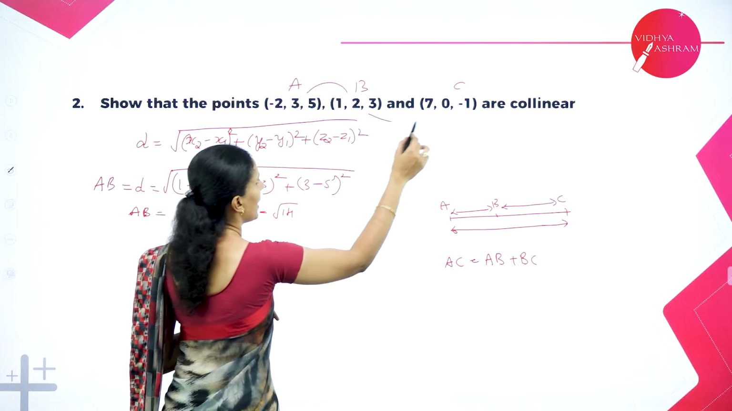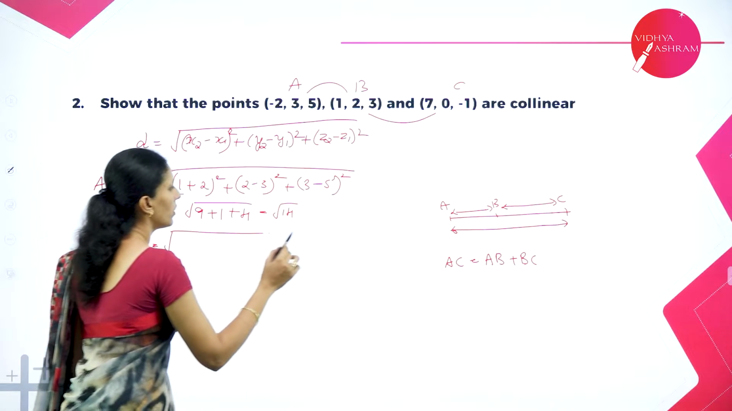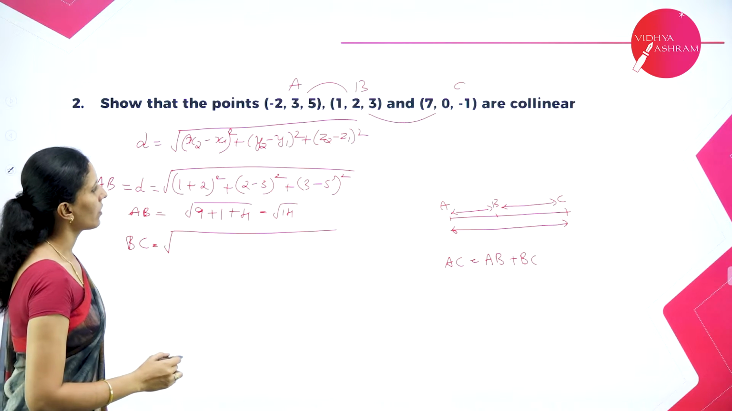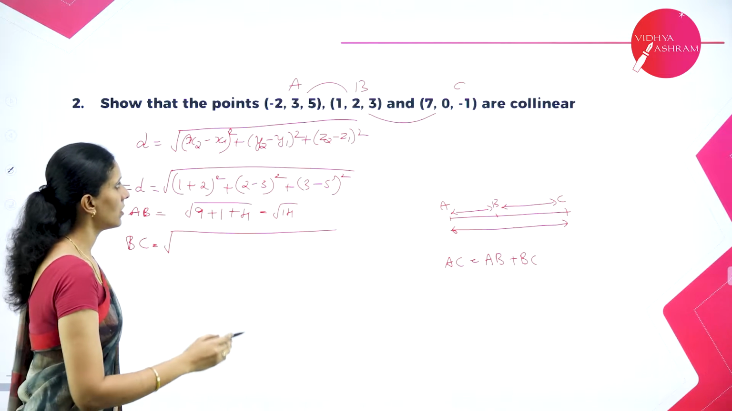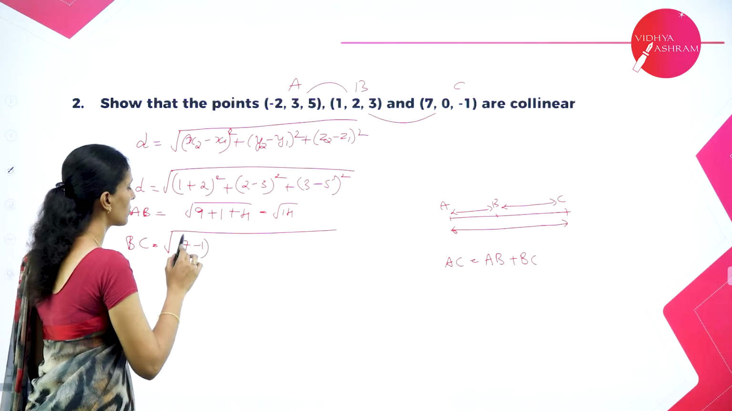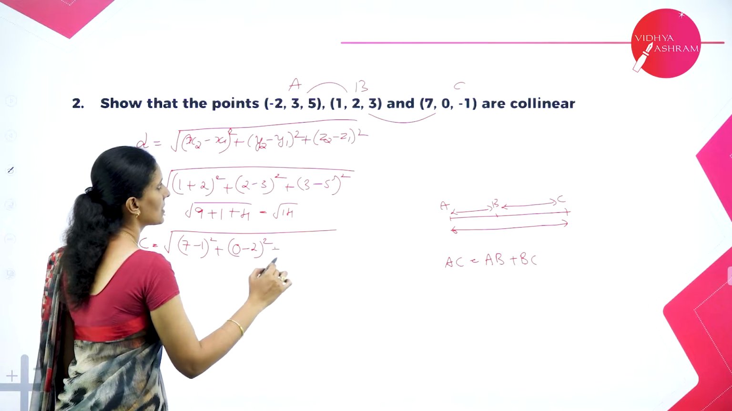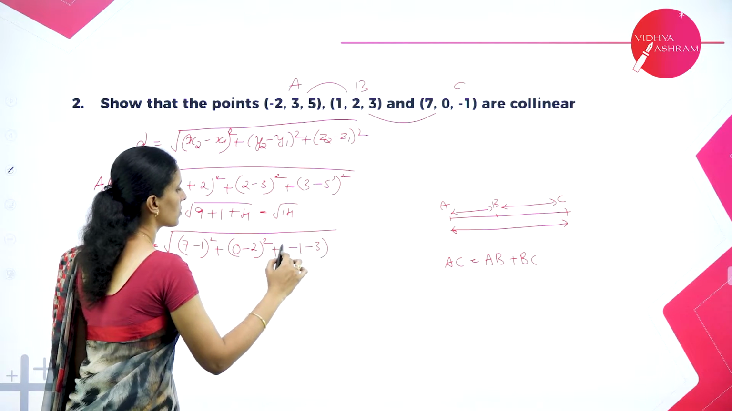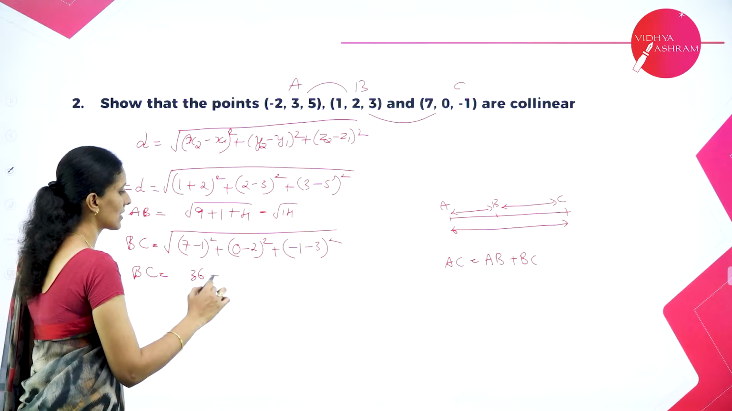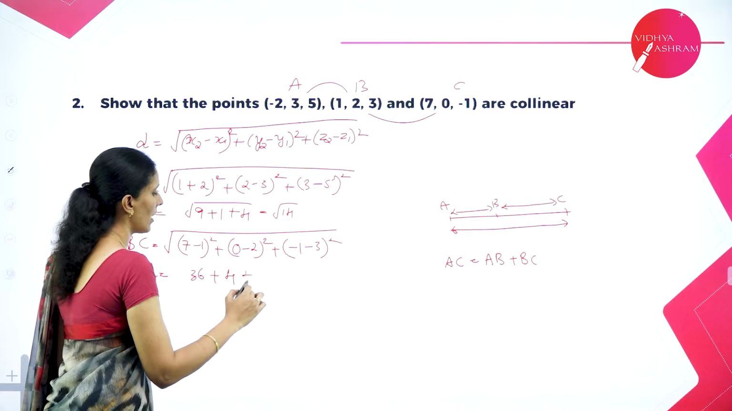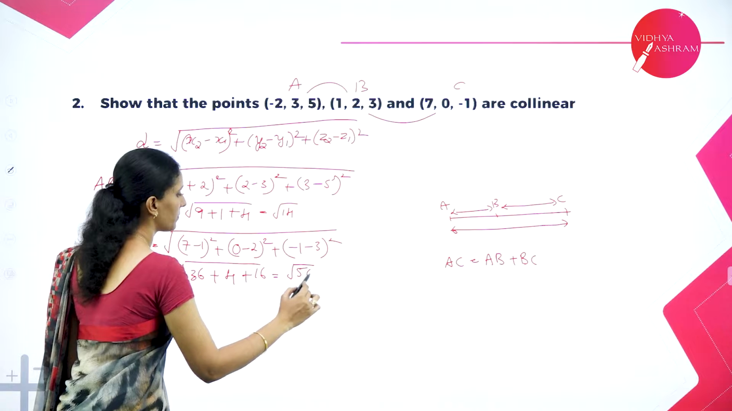Now let's take B and C. So let us apply the distance formula for BC. Again, we don't need to write the formula again, so just write the values. Take this as x1, y1, z1 and this as x2, y2, z2. So this becomes 7 minus 1 whole square plus 0 minus 2 whole square plus minus 1 minus 3 whole square. Now calculate. BC is equal to 6 square, 36, plus 4, plus 4 square is 16. So this is equal to root 56.